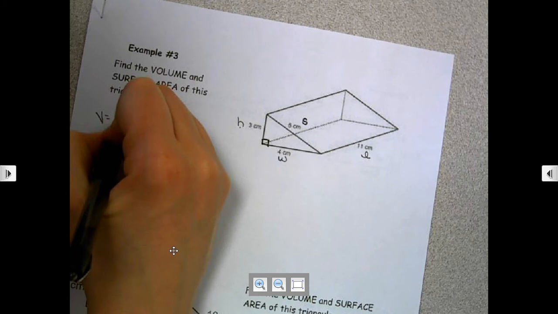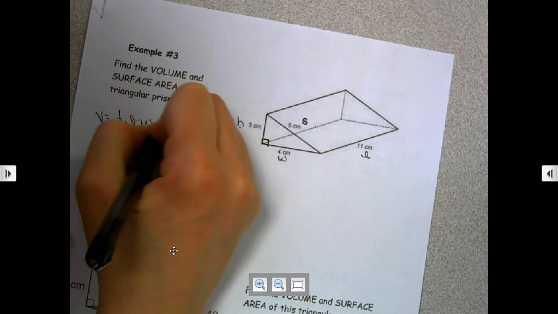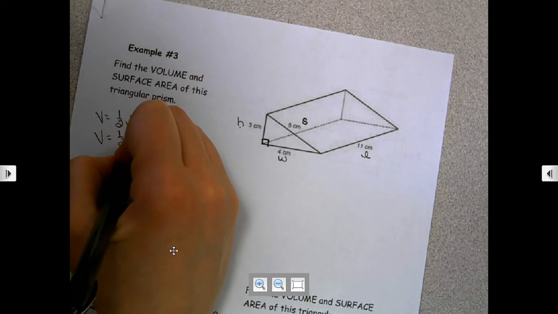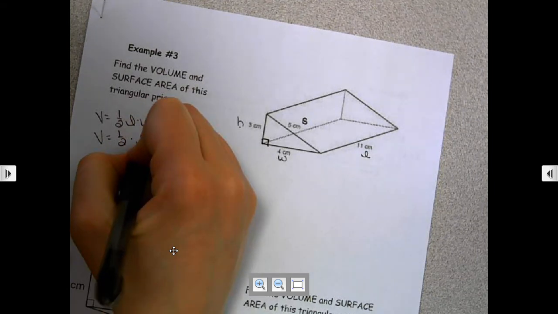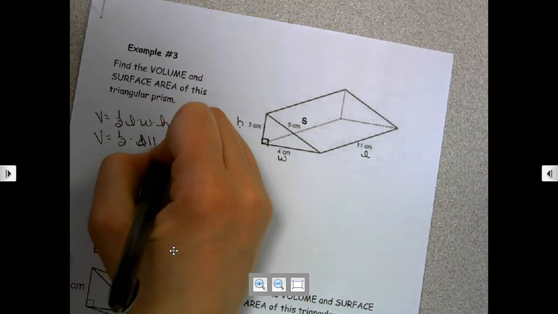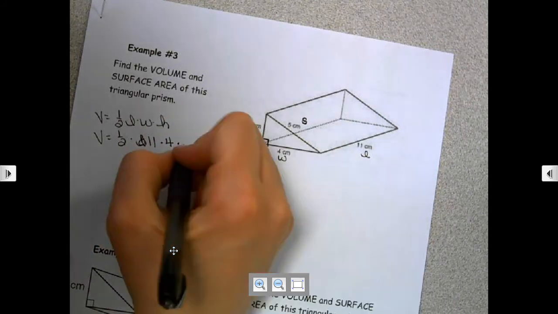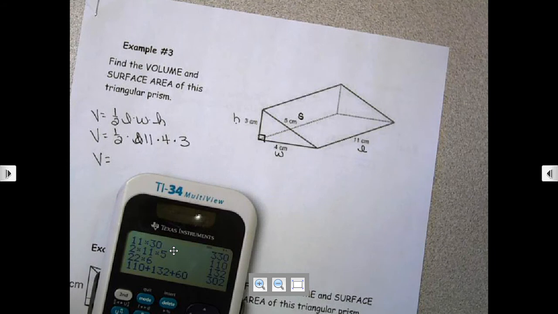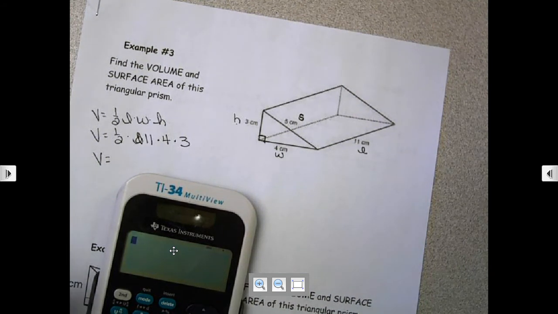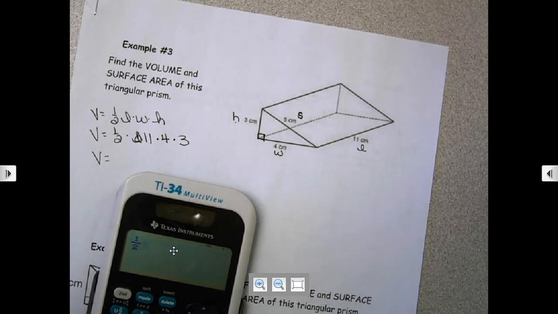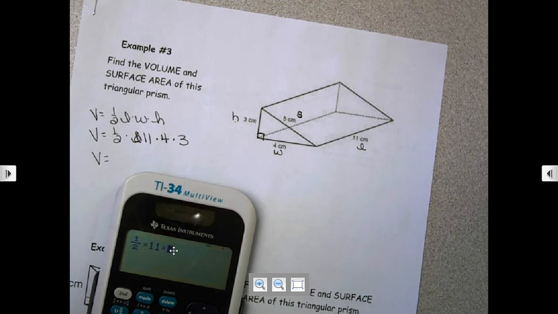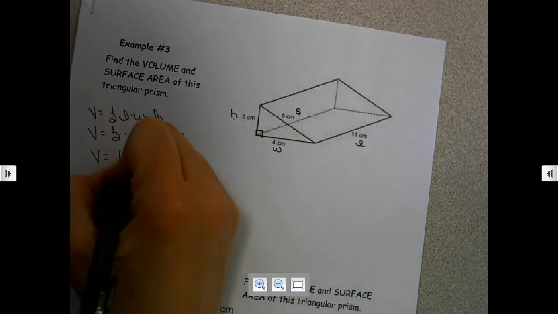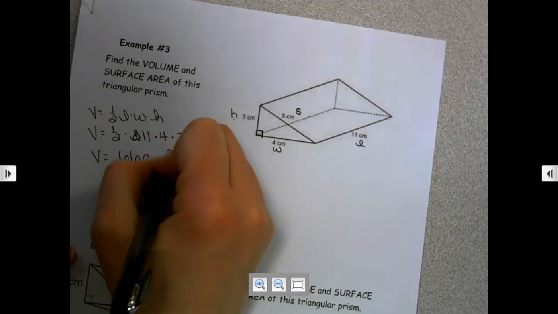Volume equals 1/2 times length times width times height. We're going to replace: our length is 11, our width is 4, our height is 3. All right, I'm going to plug it in. We have 1/2 times 11 times 4 times 3, and we get 66. So 66 centimeters cubed.